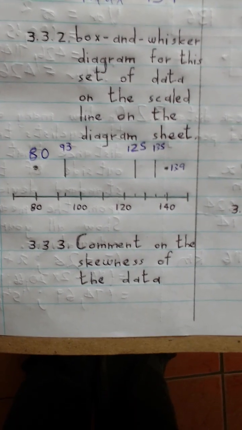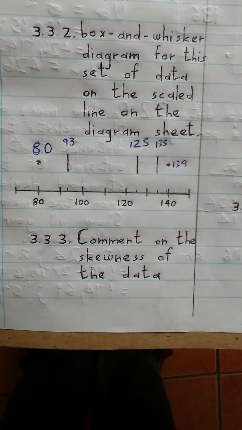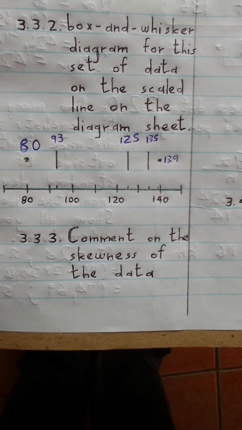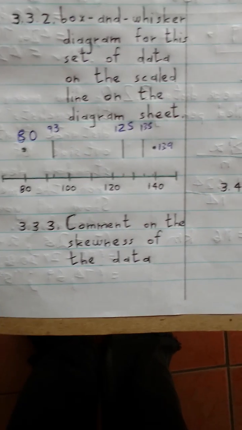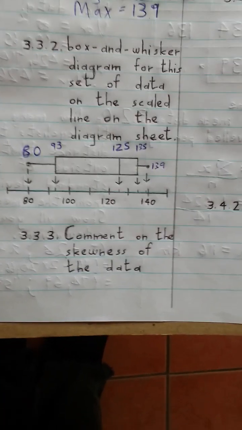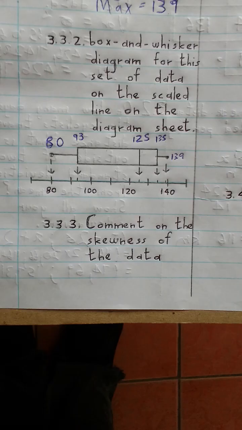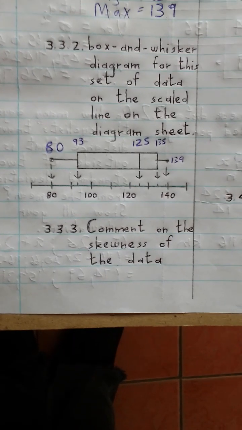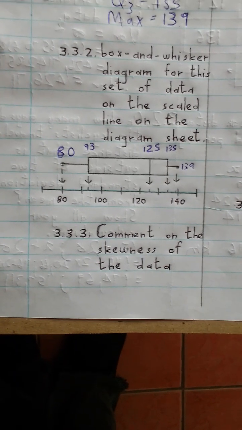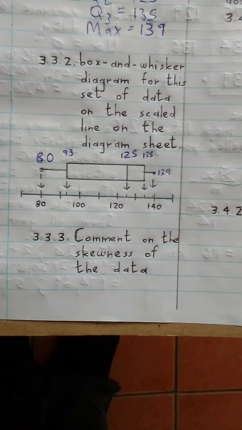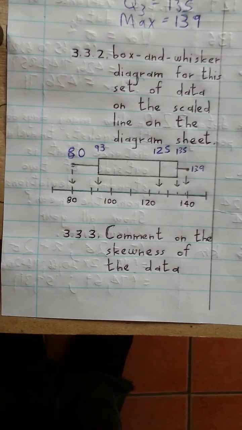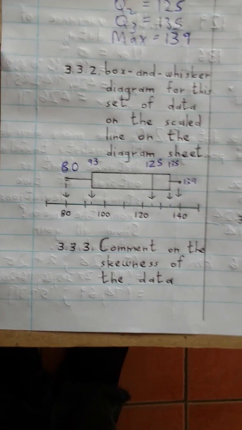Then you're going to join the lines to form a box, and then you're going to join the two dots to the box to form the whiskers. Okay. So as you can see, I have my box and I have my whiskers. The arrows are just to show you that the minimum is 80, the maximum is 139, as well as the box plots. Okay, this is how it should look.